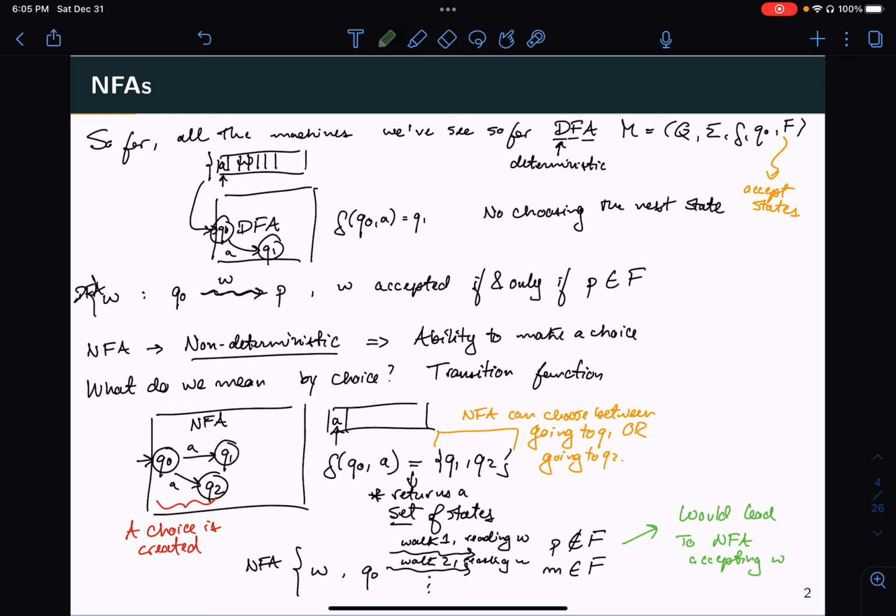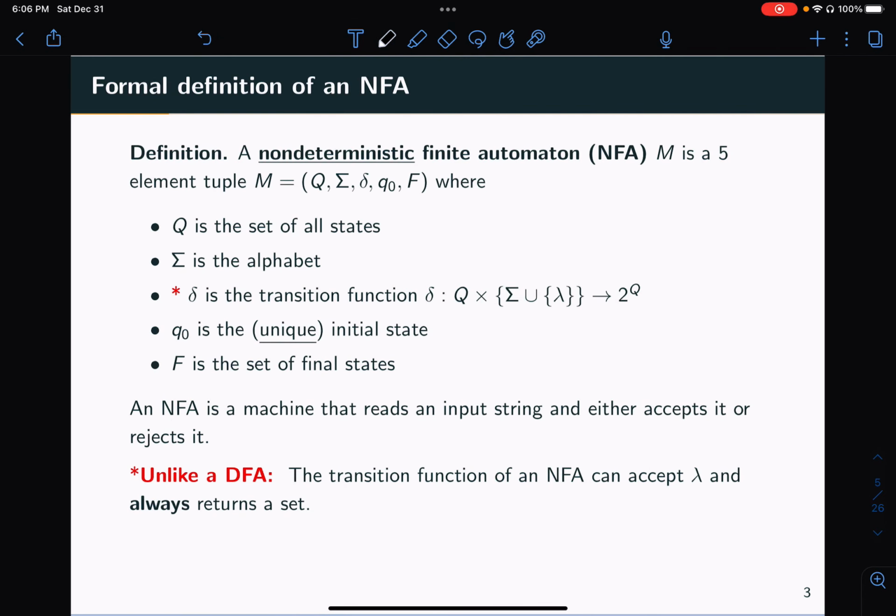Okay, now this has been very abstract so far. Let's actually look at a formal definition. So again, a non-deterministic finite automata is, like a DFA, a 5-element tuple, which is going to look very familiar, right? So it includes a set of states, an alphabet, a transition function, an initial state, and a set of final states, okay? The only thing that's different from a DFA is how the transition function looks and how it works, okay?